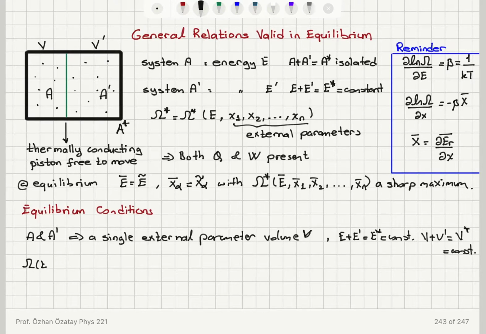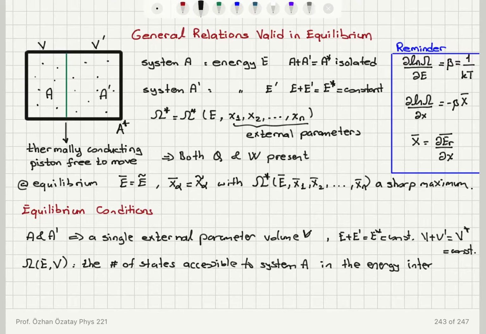The number of accessible states to system A will be called omega, and it's a function of its energy and volume. So I call omega as a function of E and V the number of states that are accessible to system A, and this will be in the energy interval E to E plus delta E. So I have a sufficiently small delta E that the number of accessible states is not changing significantly, and volume values in the interval V to V plus delta V. So a small change in this volume by an amount delta V does not affect the number of accessible states, to a good approximation.